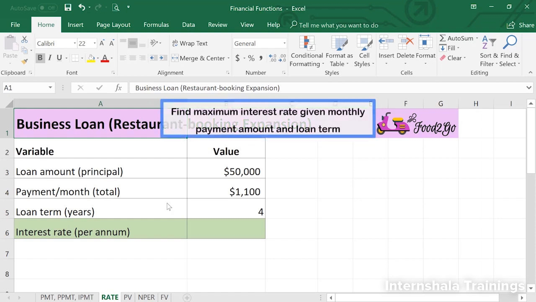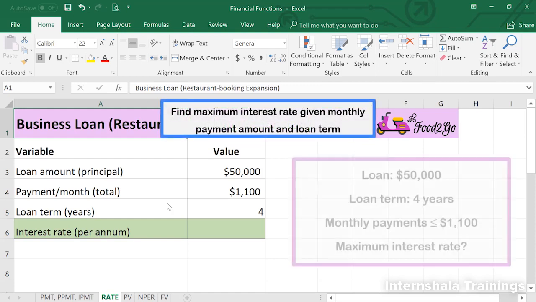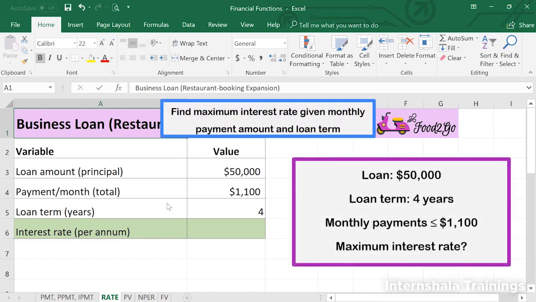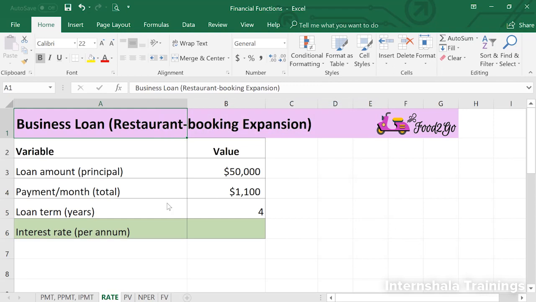What if Ishan still wants to take out a loan of $50,000 but can only afford to make monthly payments up to a maximum of $1,100 per month over a period of 4 years? Ishan is comparing various loan options but wants to know what is the maximum interest rate he could consider given these constraints. We can use the rate function to solve for the interest rate. This function returns the interest rate per period of a loan or an investment.